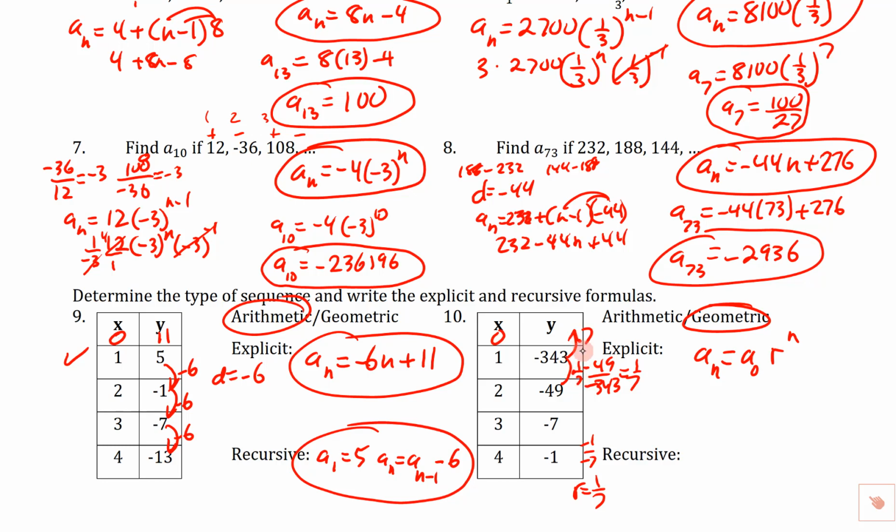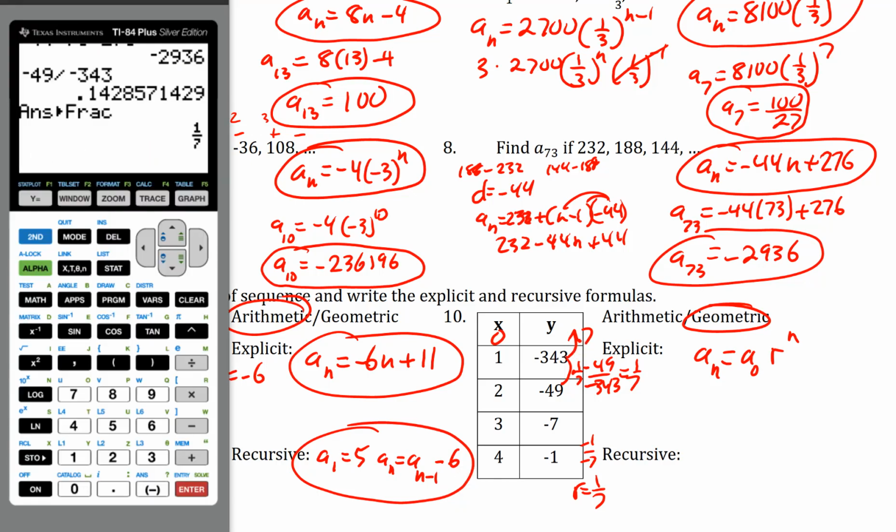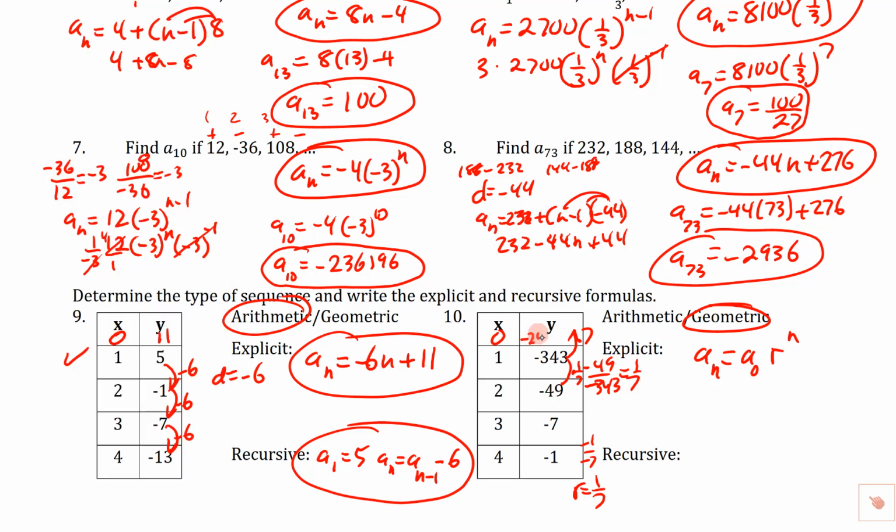So let's see if we can figure out what that term is. Let's grab the calculator, negative 343, and we're going to times that by 7. So we get negative 2401. So we're going to replace this with negative 2401, and then we're going to replace the common ratio here with 1/7, and we're going to raise that to the n. So we think this is the formula right here. But let's just do a little bit of double checking.